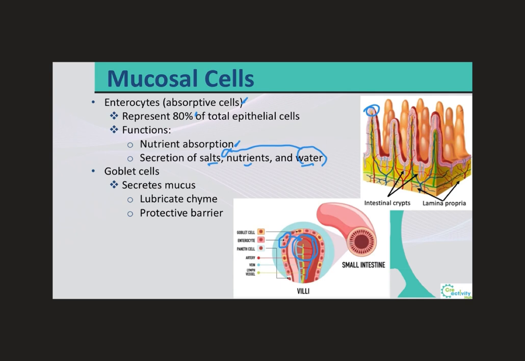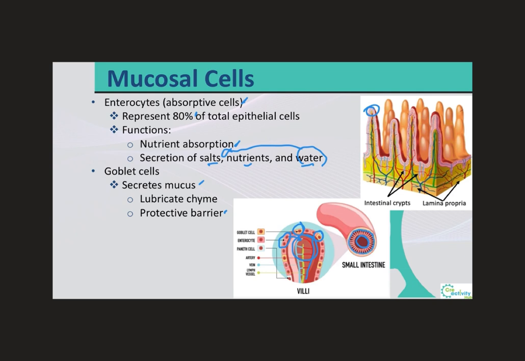Now, the next type of cells that are also located in the apical part of the villi are the goblet cells. And these are cells that secrete onto the internal surface of the intestine a coat of mucus that will lubricate the chyme, and it also forms this protective barrier that prevents the enzymatic digestion of the intestinal wall.